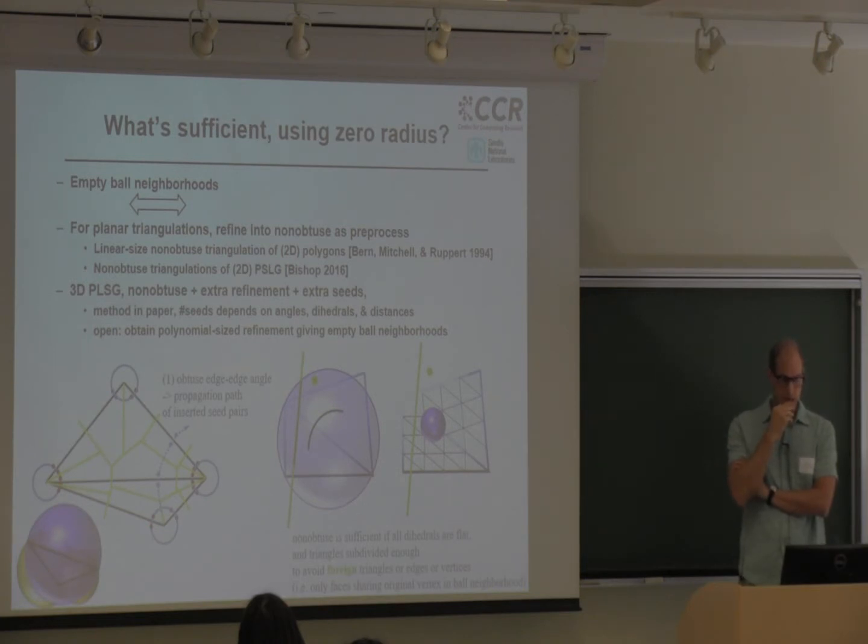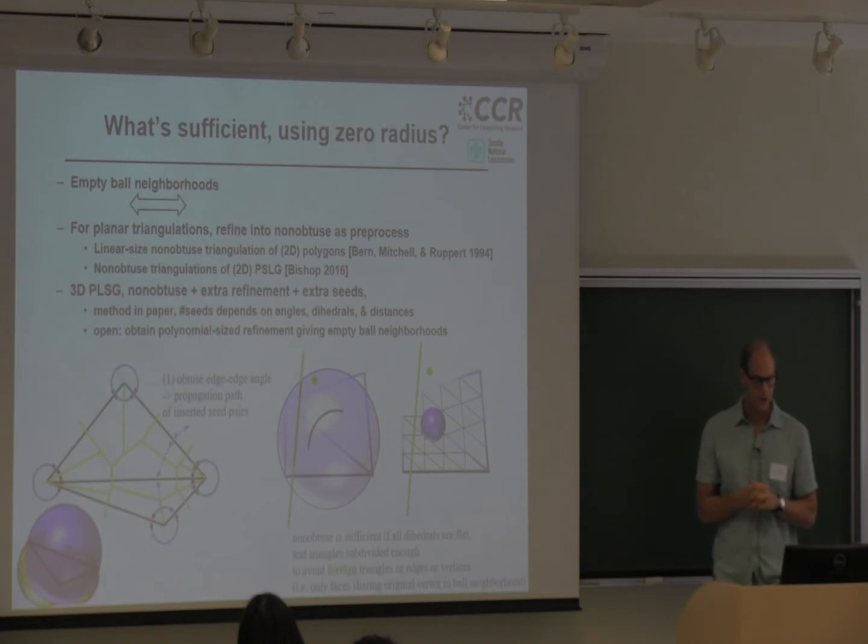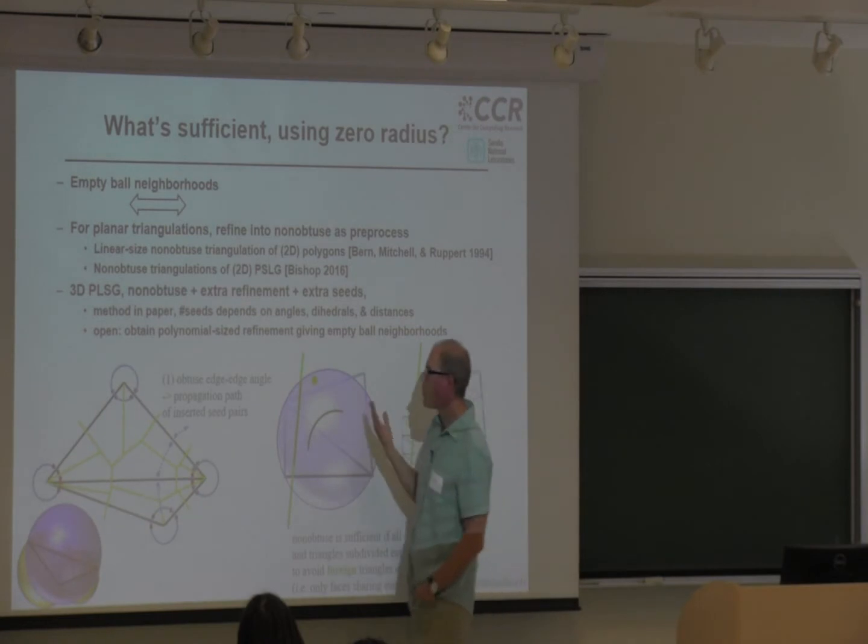For 3D, we need some extra things. We need to do some extra refinement based on something like the local feature size, and then we also need some extra seeds. And unfortunately, the method we have in the paper, the number of seeds we introduce is very large and depends upon the geometry of the complex, not just the number of triangles, but combinations of the angles on these feature sizes.